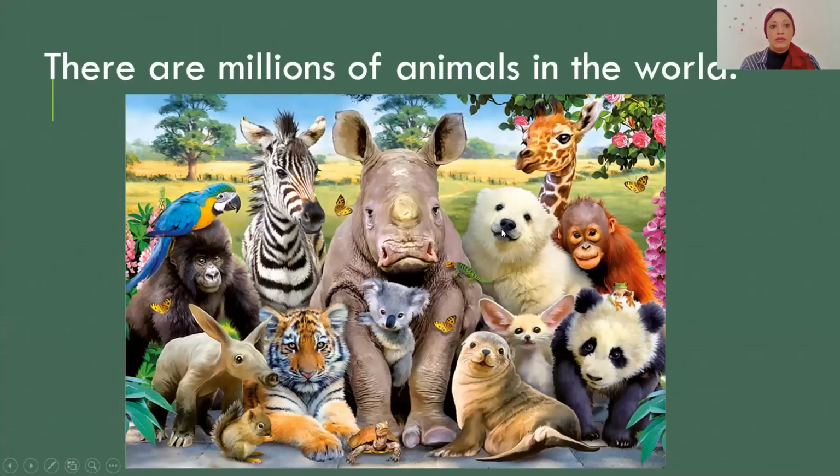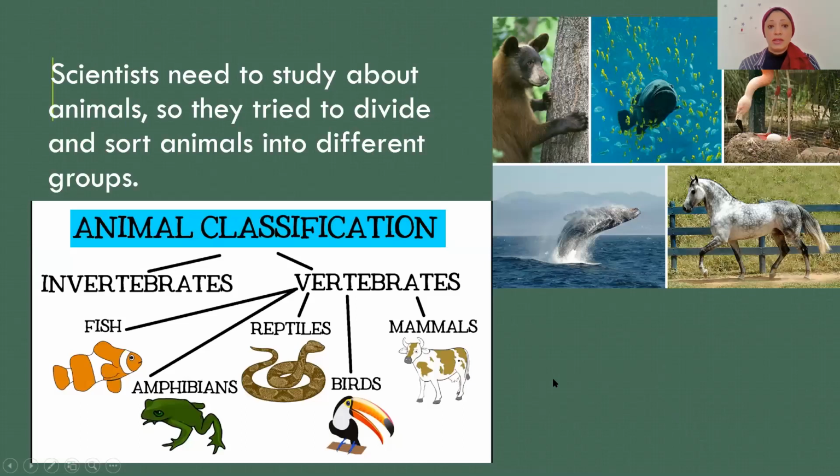Okay. There are millions of animals around the world. As you can see, we have many animals. So the scientists need to study the animals, so they try to divide and sort animals into different groups. Because we have a lot of animals, the scientists found it difficult to study all of them. So they started to divide and sort these animals into different groups.